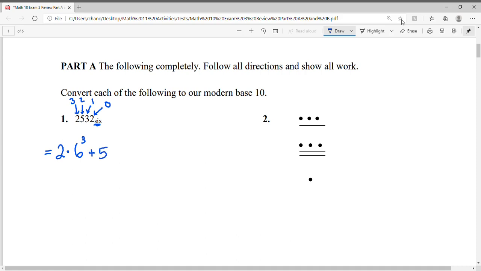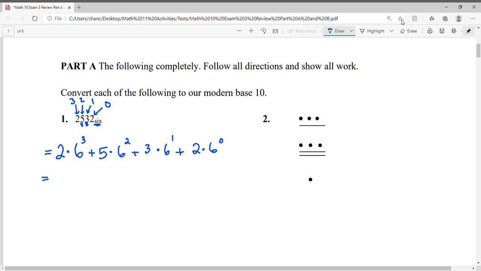plus 5 times 6 raised to the second power, because that exponent's a 2, and this is a 5 down here, plus 3 times 6 to the first, and we're going to add 2 times 6 to the 0. So let's simplify each of these on a calculator.